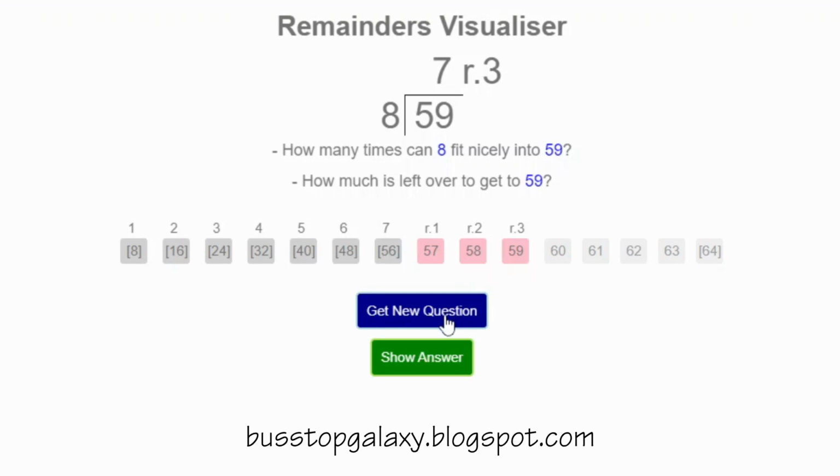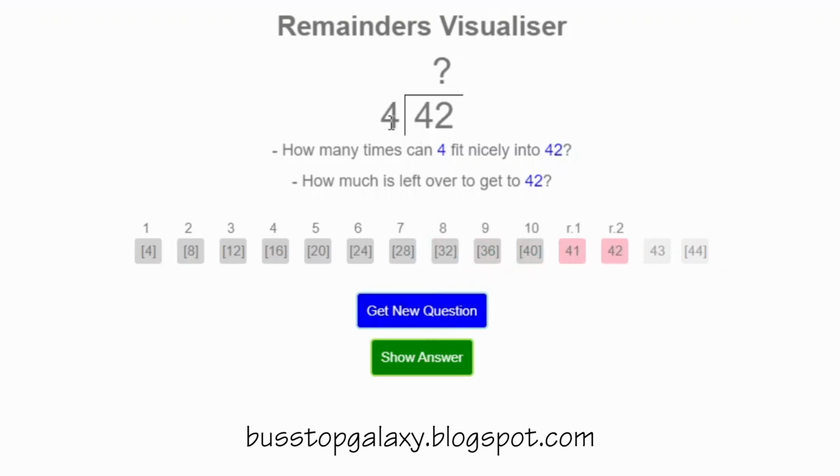We'll do one more, just for good measure. And it's 4. How many times can 4 fit in 42? Or 42 divided by 4. So if we do our times tables, 4, 8, 12, 16, 20, 24, 28, 32, 36, 40. If we were to carry on to 44, that would be too many times. So it fits in 10 times, and there's 2 left over to take us up to 42, and you would write it up there. So that's enough with the 2-digit problems for now.